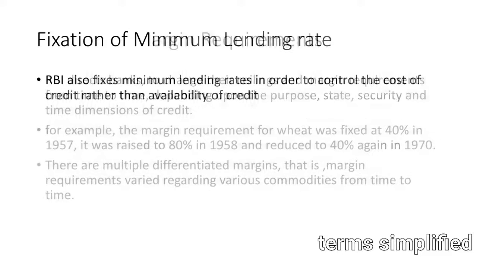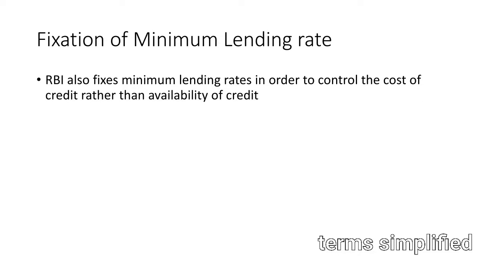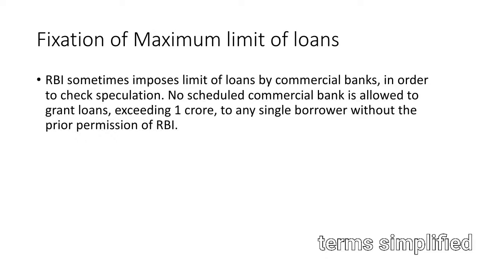B. Fixation of minimum lending rate. RBI also fixes minimum lending rates in order to control the cost of credit rather than availability of credit. C. Fixation of maximum limit of loans. RBI sometimes imposes limits on loans by commercial banks in order to check speculation. No scheduled commercial bank is allowed to grant loans exceeding 1 crore to any single borrower without the prior permission of RBI.